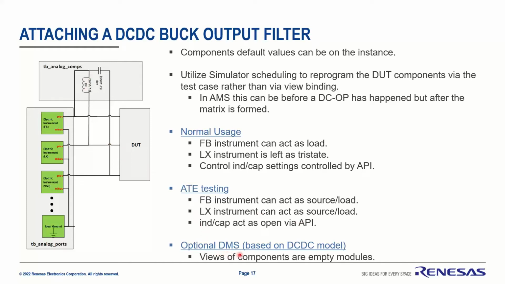And DMS, we can have different abstractions of these models as well. So what that means is that although we've got these physical components down here, and they've got default values, we can actually change them before the initial DC operating point happens. And that is very flexible. It now means your test case controls the test bench components rather than having to have a different test bench for each physical connection.